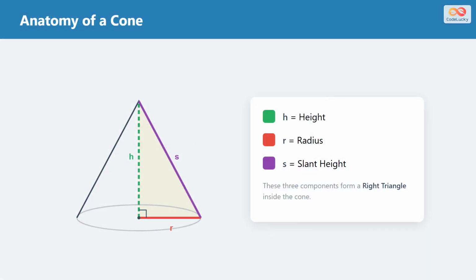Let's look at the key parts of a cone. We have the height, represented by the letter h, which is the vertical distance from the center of the base to the apex. We have the radius, r, which is the distance from the center of the circular base to its edge. Finally, we have the slant height, represented by the letter s, which is the distance from the apex to any point on the edge of the base. Notice how these three lines form a right-angled triangle inside the cone.